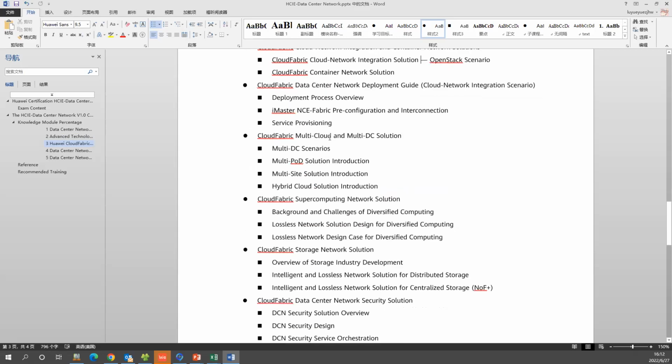And then is the scenario for multi-cloud and multi-DC. There are two scenarios. One is for multi-port, another is for multi-site. And the difference between these is about the distance.